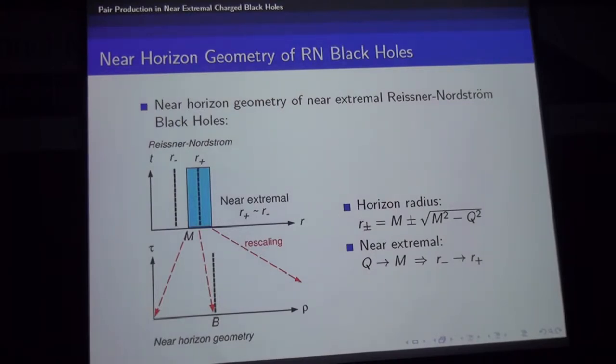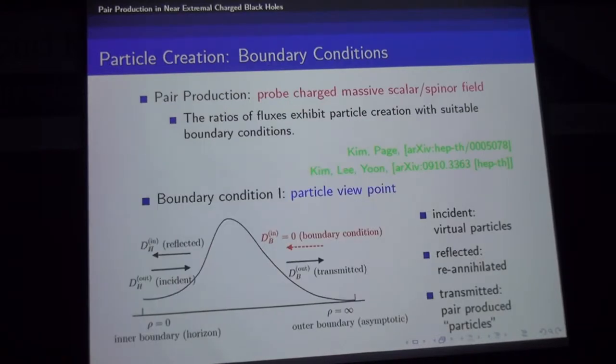Okay, but when we consider the near extremal case, it means R plus and R minus are very close. In such special cases, how do we compute the pair production information? For example, we consider a probe field, either the charged massive scalar field or spinor field, and then we try to solve the Klein-Gordon equation or Dirac equation in such a background.